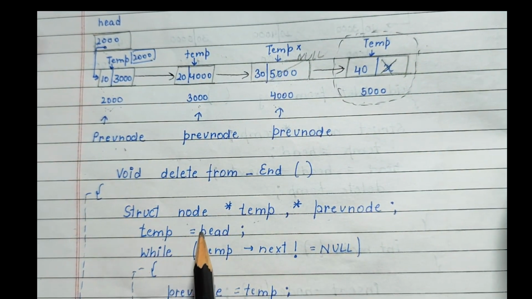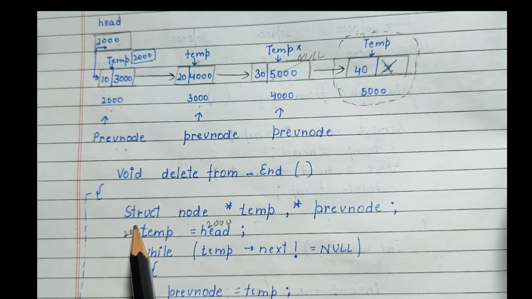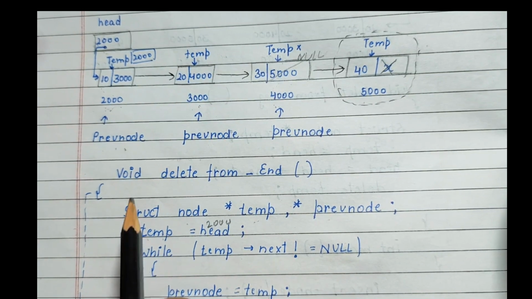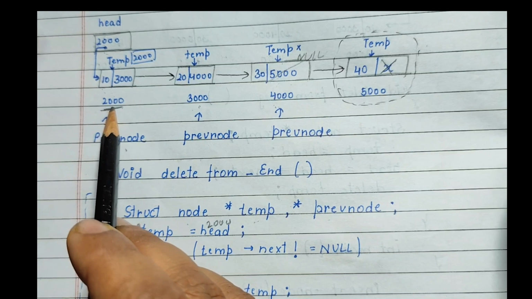So I write here temp is equal to head. Now head has a value 2000 here, so temp also is initialized with 2000 address. It means now temp points to the first node that has 2000 address.